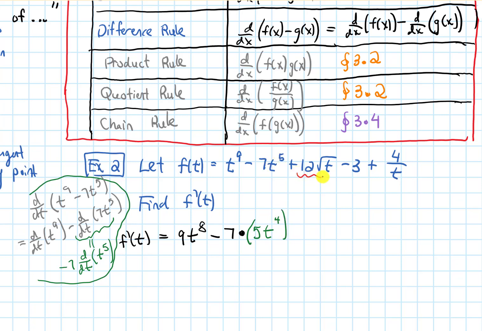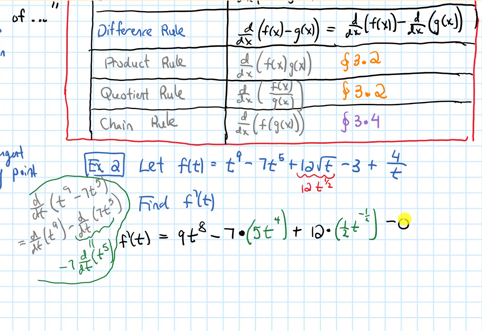For 12 root t, I have to rewrite this as a power. This is 12 t to the 1/2. Okay, and there's a plus sign, so plus. The constant multiple rule says 12 is multiplying that t to a power, so keep the 12 there, and now multiply it by the derivative of t to the 1/2. So the 1/2 comes down, and then I get t to the, after I subtract 1 from the exponent, negative 1/2. Okay, the minus 3 is a constant, so that derivative is going to be 0.